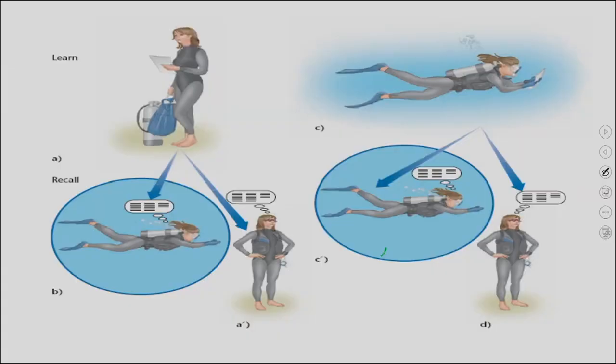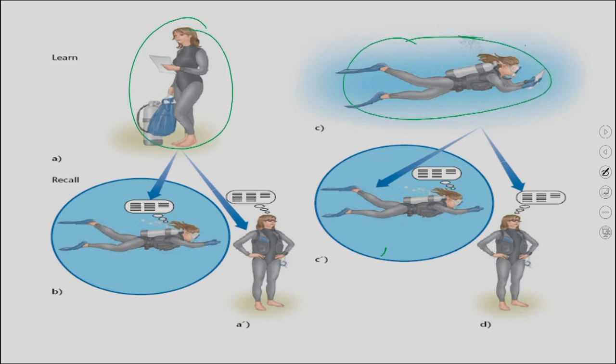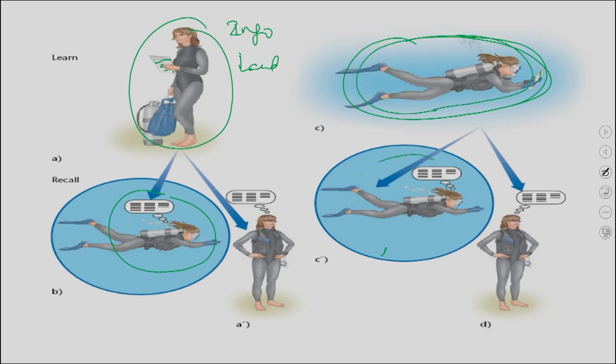A small experiment was done to test this. Divers were used, and these divers were given a list of items to learn. There are two cases. In one case, the diver learned the information on land, and later took a dive and tried to recall the information underwater. In the other case, the diver learned a list of words underwater, and later was tested for these items underwater and on land. So two cases: the diver learned information on land, and the diver learned information underwater.